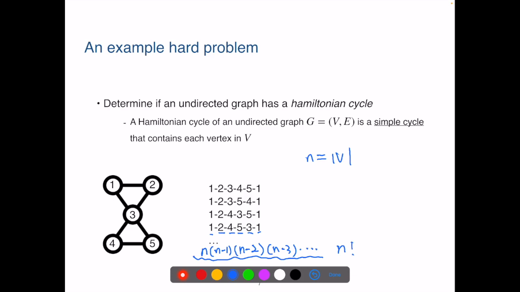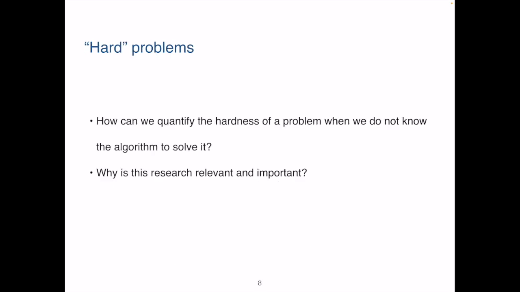We could have a better algorithm than the brute force algorithm to solve this problem. However, no one has ever found a polynomial time algorithm to solve this problem. And for a small graph like this one, it won't be difficult for us to tell that a Hamiltonian cycle does not exist.